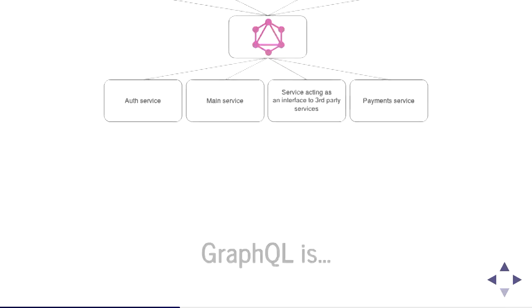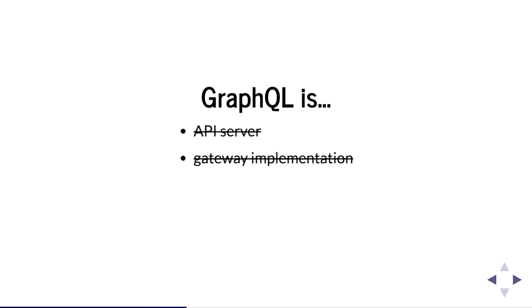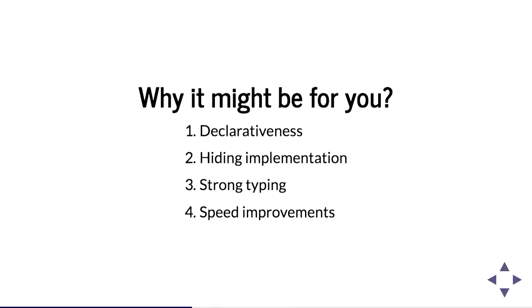So what exactly is GraphQL? Unfortunately, GraphQL is not an API server, nor is it a gateway implementation. Sorry. GraphQL is something different. It's a query language and a schema for your API. Here's, in a very short 4-point list, arguments why it might be for you.